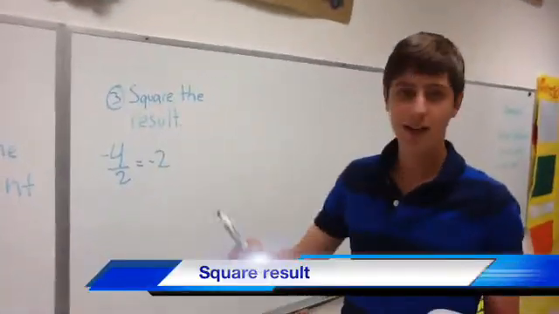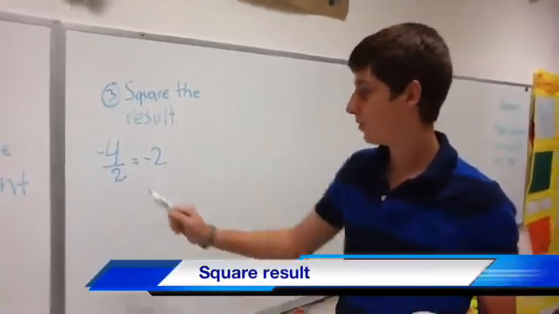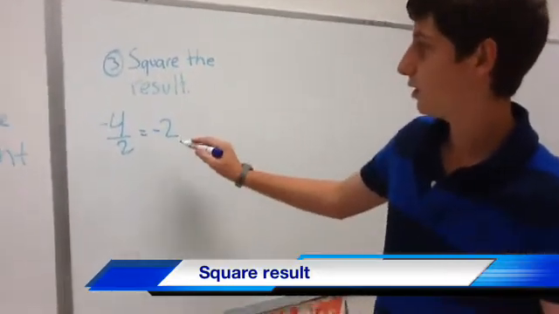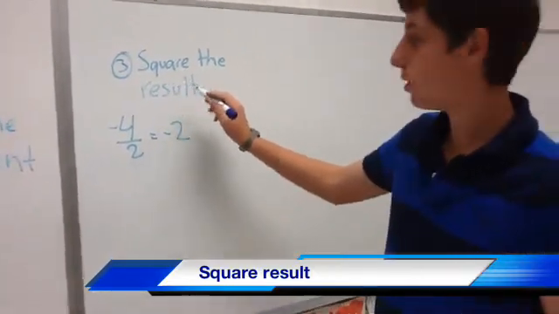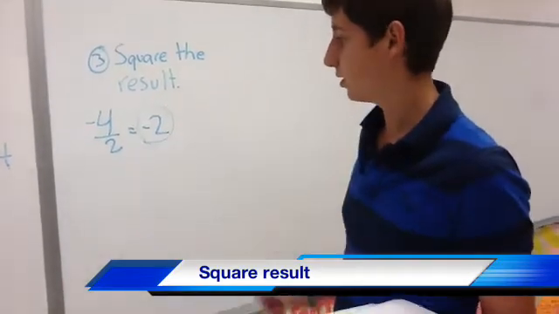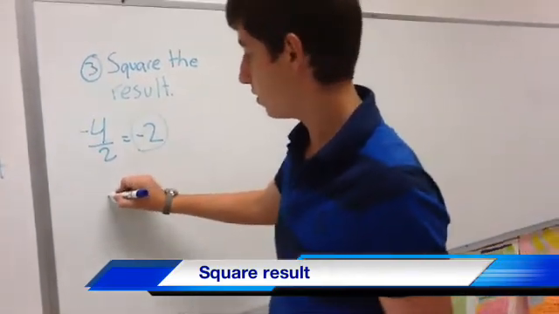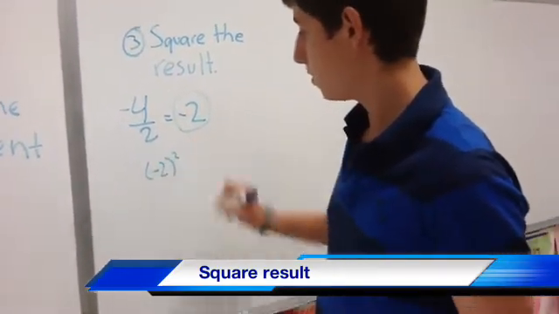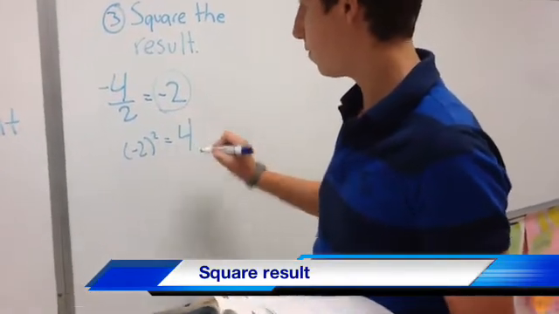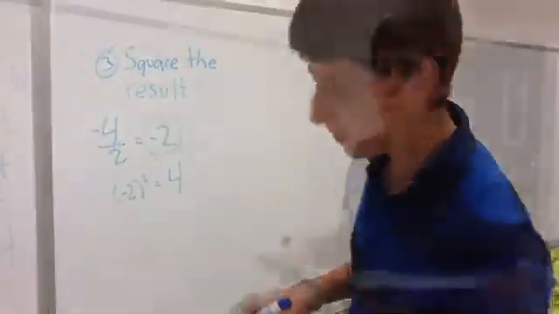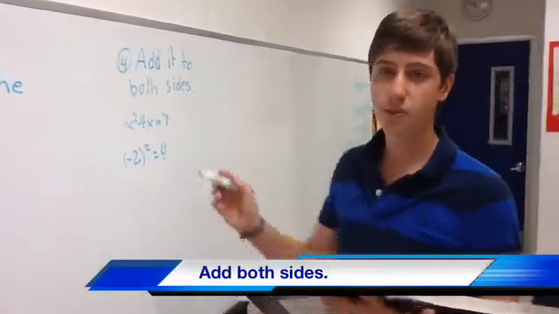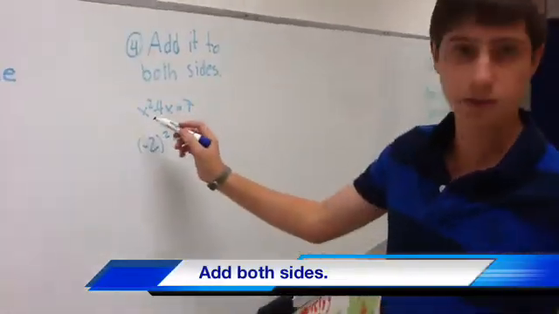So from the last step, you got this. Next step is that you need to square the result. The result would be this. So if you square negative 2, it would give you 4. That's the third step.